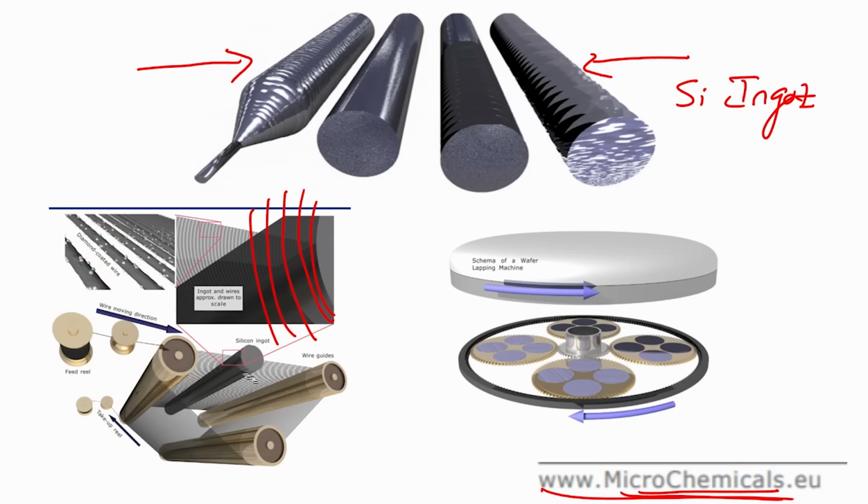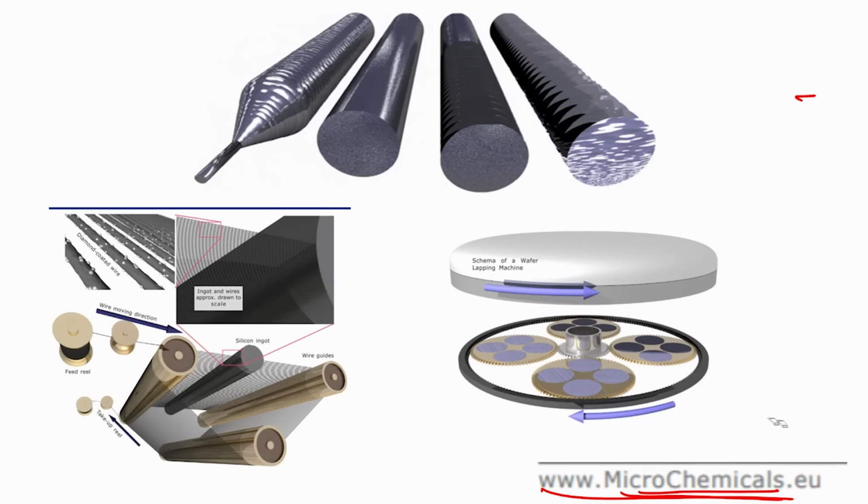Now, once you have this, what can we do? We have to lap it, then etch it, then polish it, and finally we can inspect it. So, how is lapping done? Lapping is done in this particular fashion.